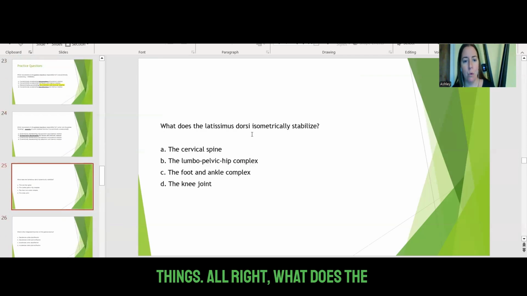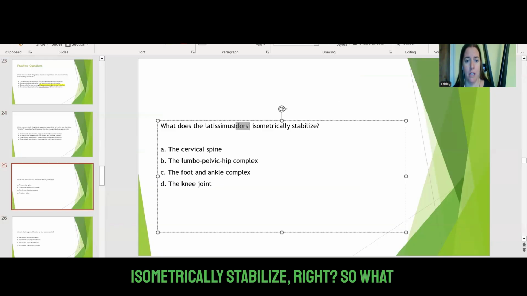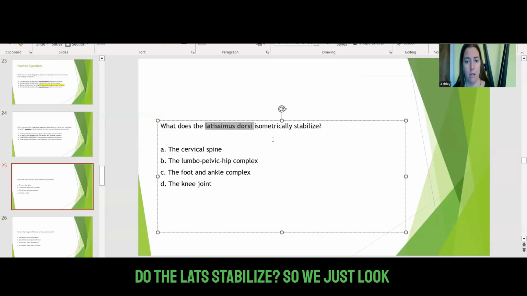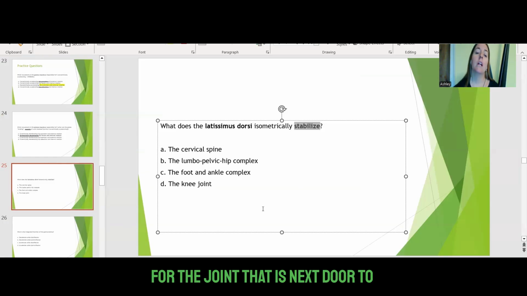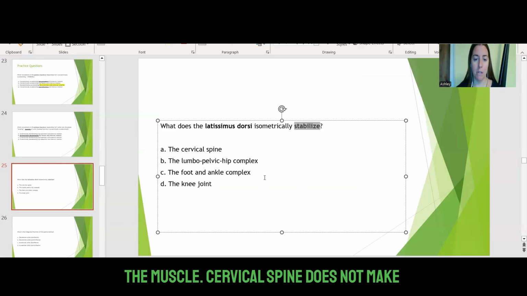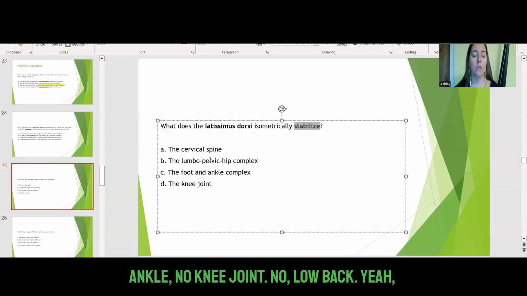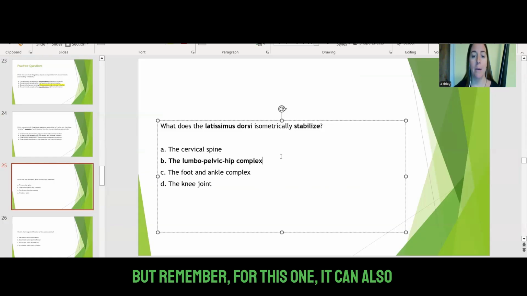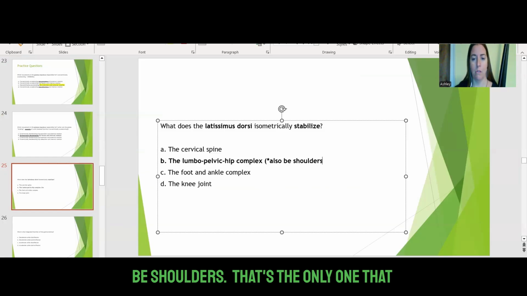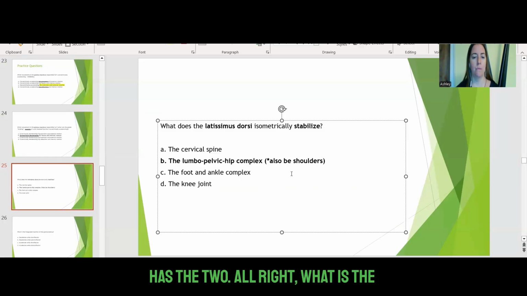All right. What does the latissimus dorsi isometrically stabilize? Right? So what do the lats stabilize? So we just look for the joint that is next door to the muscle. Cervical spine does not make sense. It's not by your neck. Foot and ankle, no. Knee joint, no. Low back, yeah. But remember, for this one, it can also be shoulders above. That's the only one that has the two.